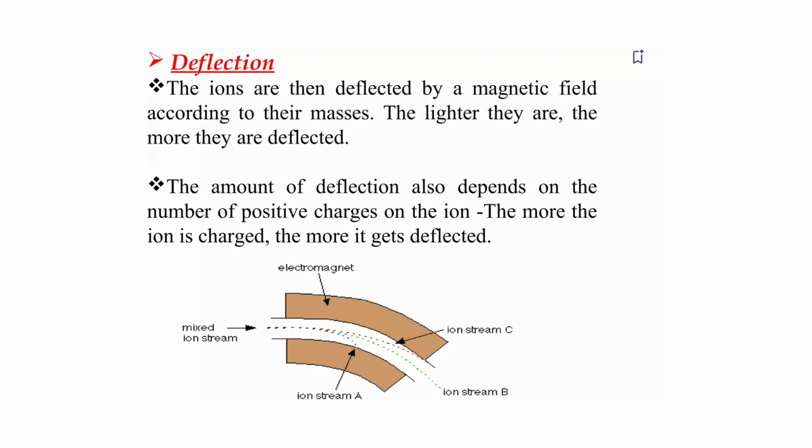The next step is deflection. The ions are then deflected by a magnetic field according to their masses. The lighter particles are deflected more and the heavier particles are deflected less. The amount of deflection also depends on the number of positive charges on the ion. The more positive charges the ion has, the more it gets deflected.